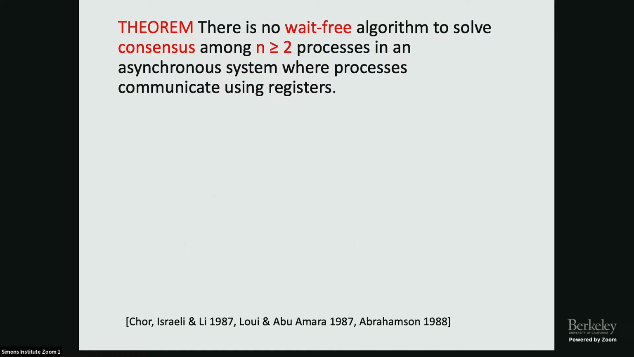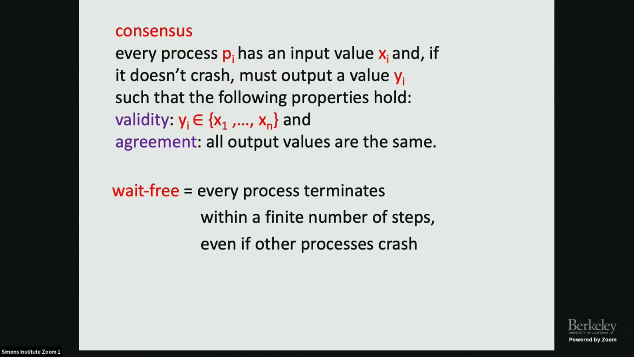Communicate using registers. Okay, so what's consensus? In consensus, every process Pi has an input value xi, and if it doesn't crash, it has to output a value yi, such that the following two properties hold. First, validity: each output yi is one of the inputs x1 through xn. And moreover, there's agreement: all the output values are the same. So consensus is another word for agreement.